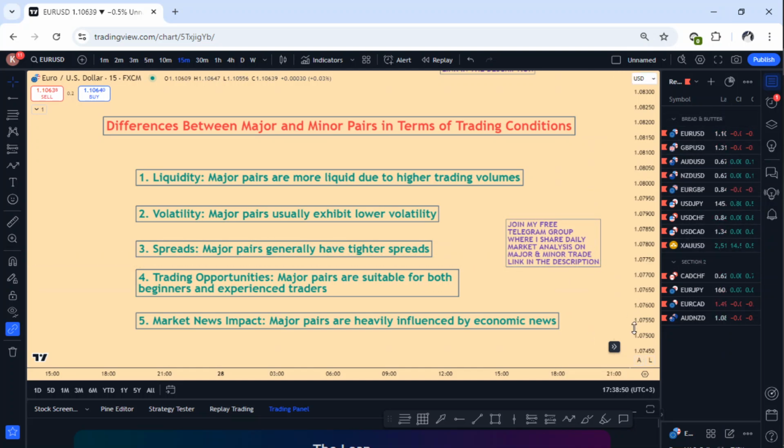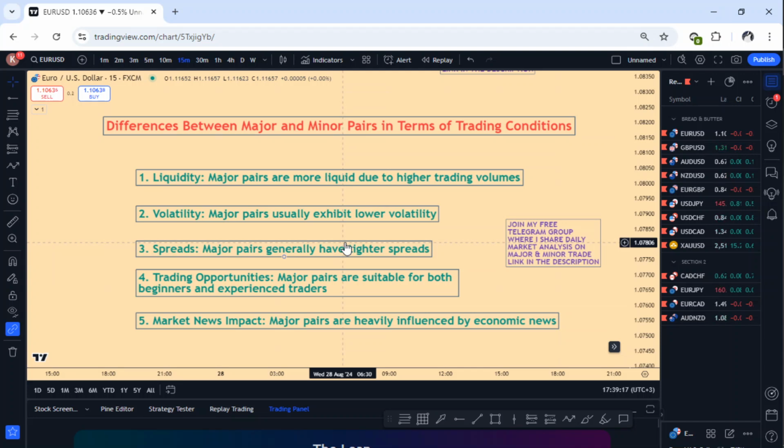Minor pairs are more volatile, so they will offer you higher profit when they spike and move very fast. That means they are highly volatile, but in return it can also pose a risk because it can take your stop loss very fast. Let's say gold can take your stop loss very fast, within minutes, so you need to be aware of that. Now what about the differences in spread?